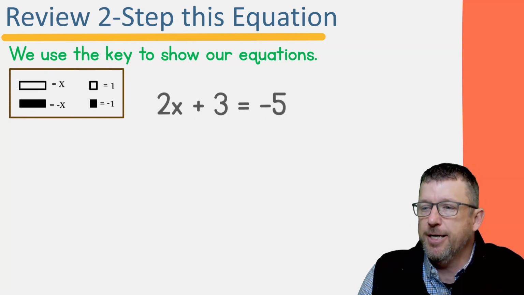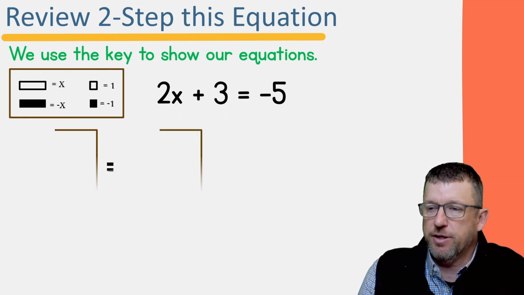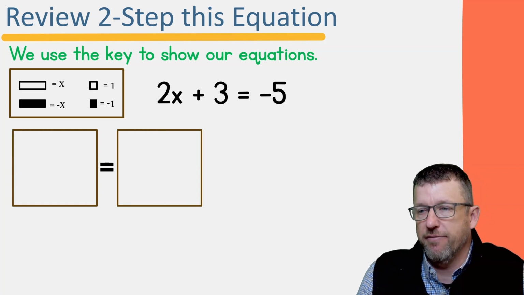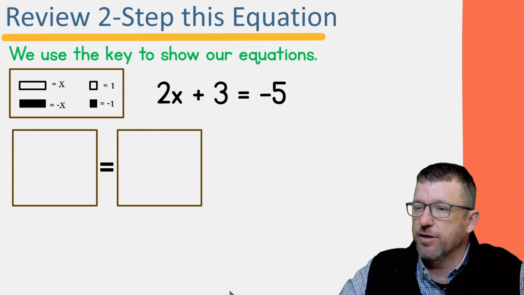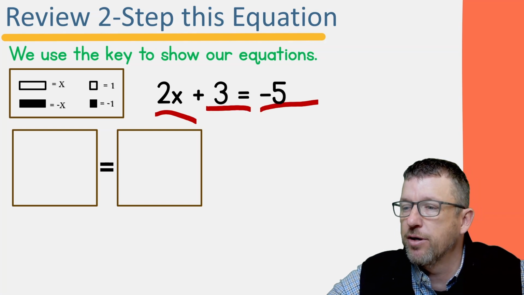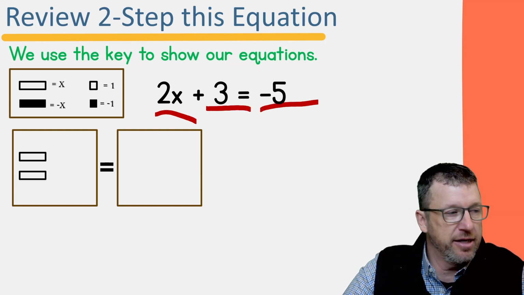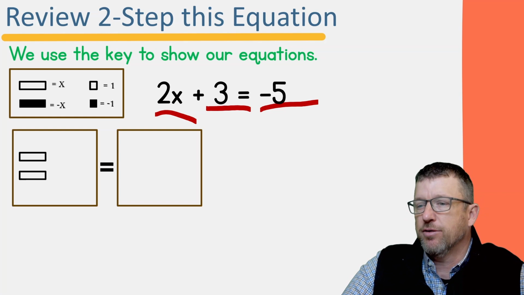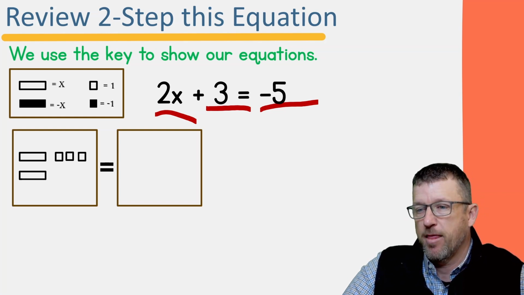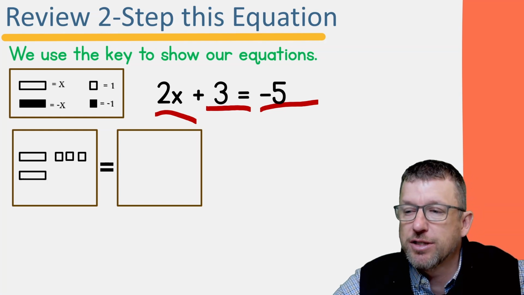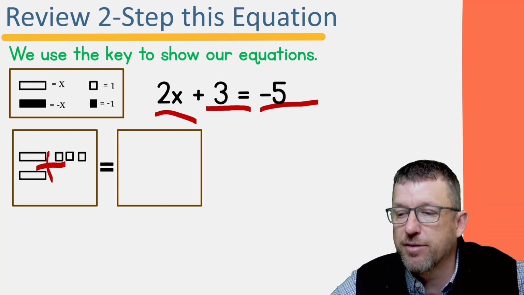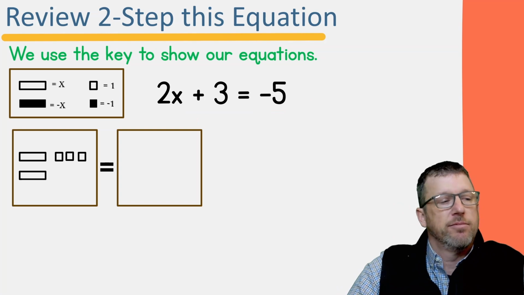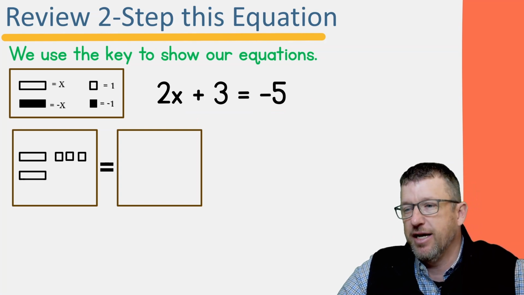So here's our key, and here's our equation. So first thing we're going to do is go ahead and just put in the values of those terms. Let's go ahead and put those into each side of the equation. So I put 2 rectangles there because that's 2 x's. I put 3 positive squares there because it represents plus 3. Notice I did not put a plus sign in the middle there. You don't need to do that when you're showing addition and subtraction. Just use the positive and negative values.